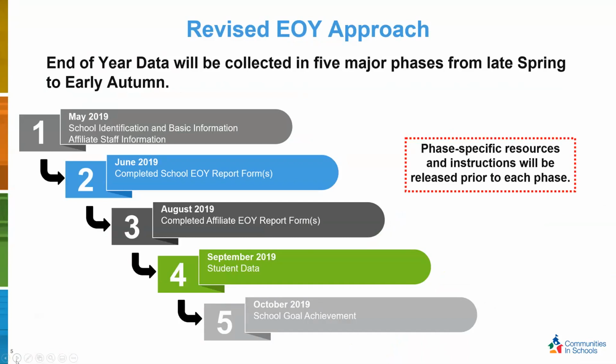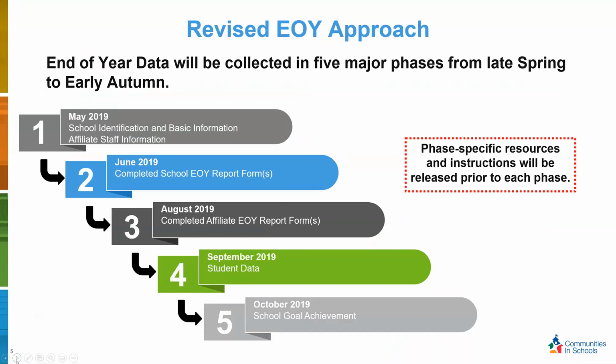And then we have a pretty small phase for October to catch that last bit of information that we've heard from folks in the network is difficult to get sooner than that, and that's the school metric information. So you might not know the attendance rate at your school, the graduation rate, things like that, until it's official from the school, and sometimes that doesn't happen until much later in the summer or even in the fall.